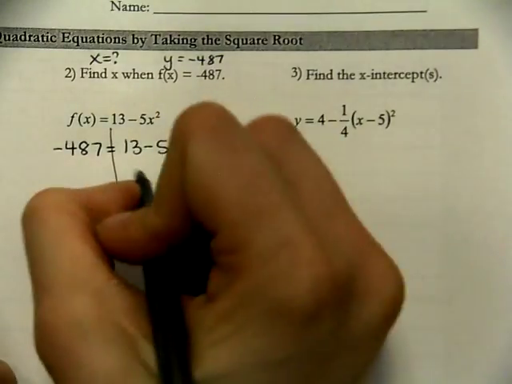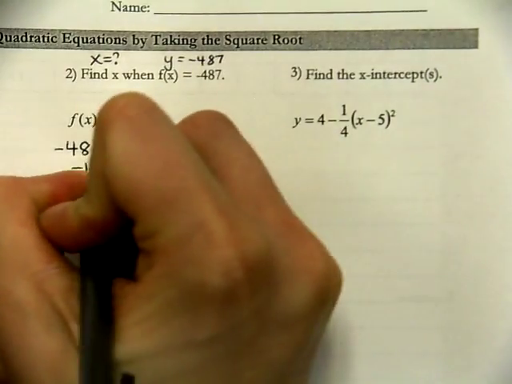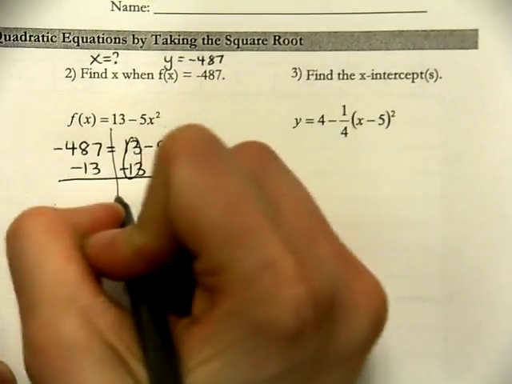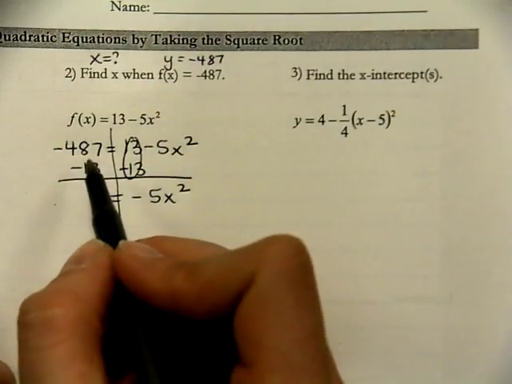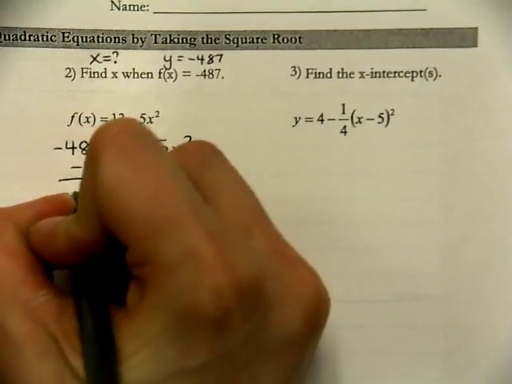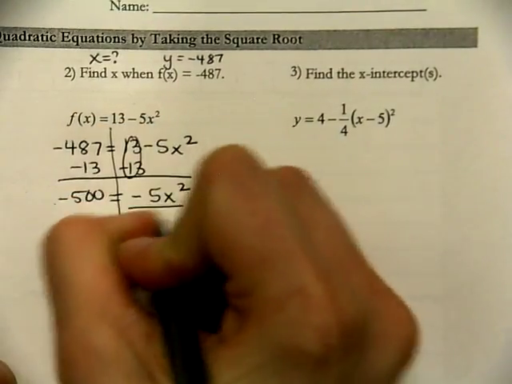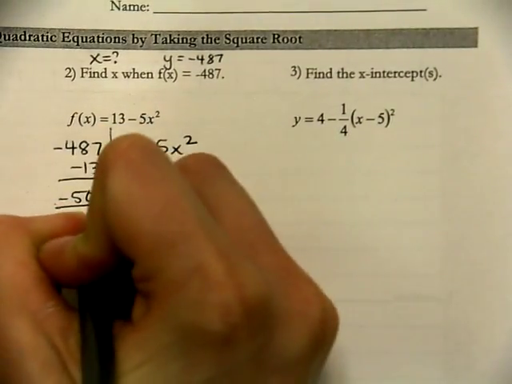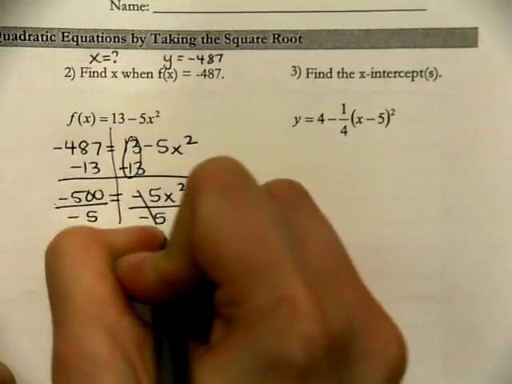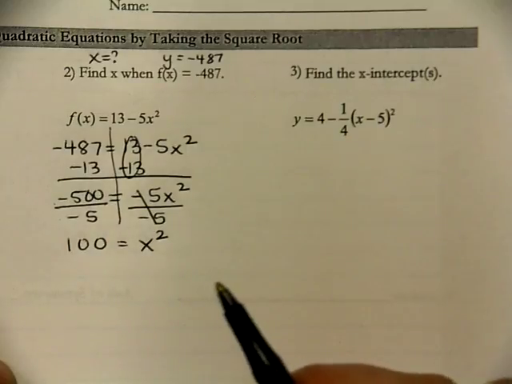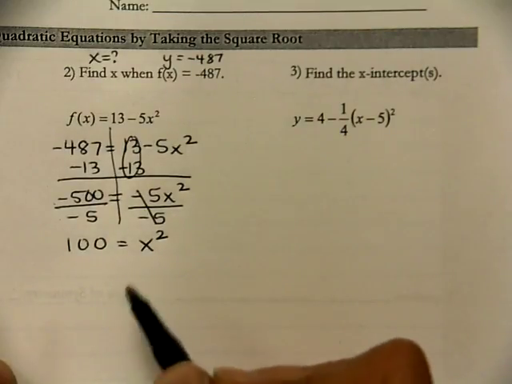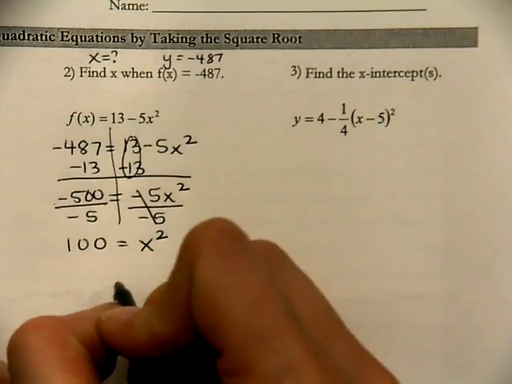So again, I'm going to be doing inverse operations. So I subtract 13 from both sides. When I do that, that adds to be 0. So I'm left with negative 5x squared equals negative 500. Divide by negative 5. I have to isolate what's being squared, and only the x is being squared. So now this is 100. And I'm thinking, what squared is 100? Well, in my head, I might know that 10 squared is 100. So I could just write x equals 10.